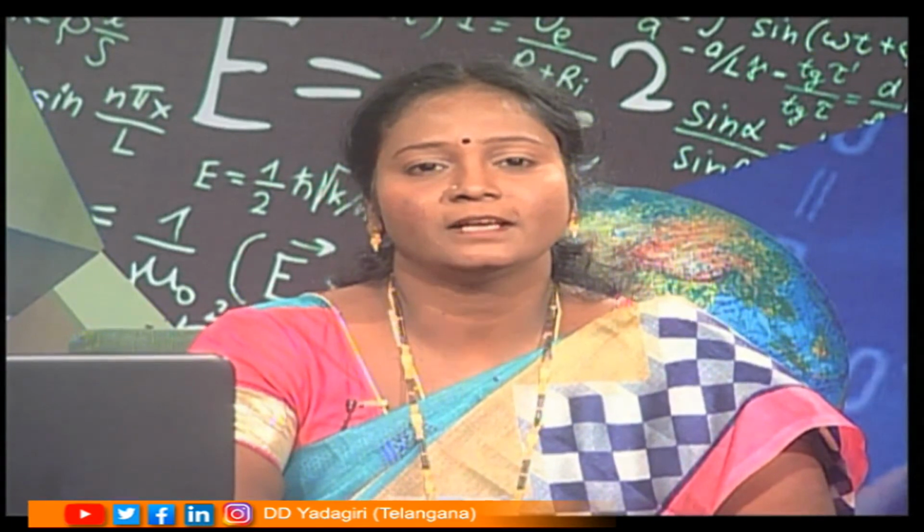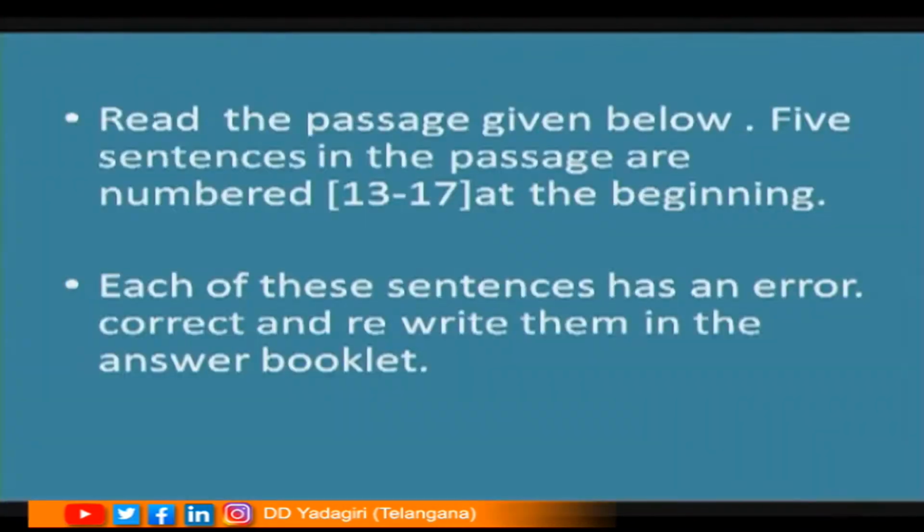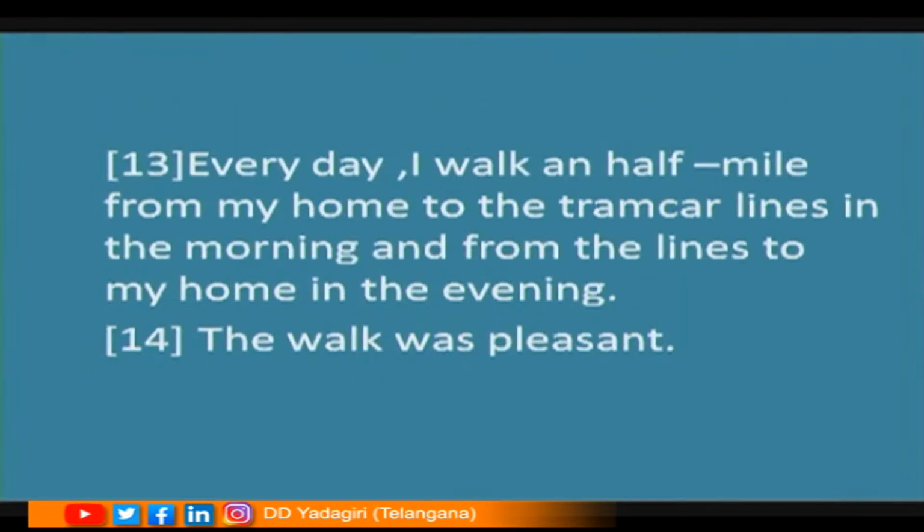Children, now let us see the slide for the questions number 13 to 17. Read the passage given below. 5 sentences in the passage are numbered 13 to 17 at the beginning. Each of these sentences has an error. Correct and rewrite them in the answer booklet. 13th, every day I walk an half mile from my home to the tramcar lines in the morning and from the lines to my home in the evening.